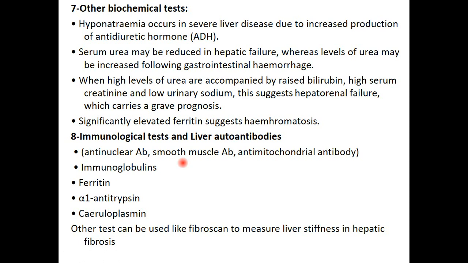For example, you could send the patient for serum sodium, blood urea, serum creatinine, and serum ferritin if you suspect hemochromatosis. Other important tests are immunological tests and liver autoantibodies. You can send the patient for anti-nuclear antibody, anti-smooth muscle antibody, and anti-mitochondrial antibody, especially if the patient has, for example, primary biliary cirrhosis. Very useful, very beneficial. In this disease you can send for immunoglobulin, ferritin, alpha-1 antitrypsin, and ceruloplasmin if you are suspecting, for example, Wilson disease.